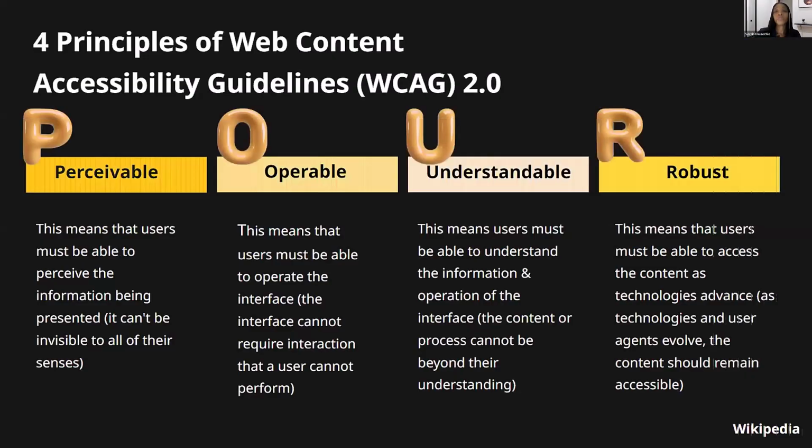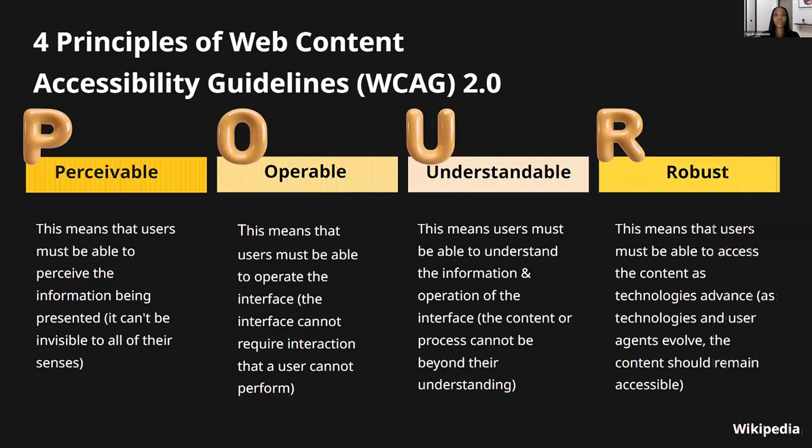So I'll just speak briefly also about the guideline. There are 4 principles upon which everything under the WCAG guideline is built. And you can always remember it with 4 letters, which form the acronym POUR: perceivable, operable, understandable, and robust. And these are actually according to W3C's definition.